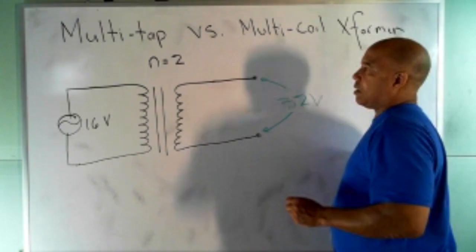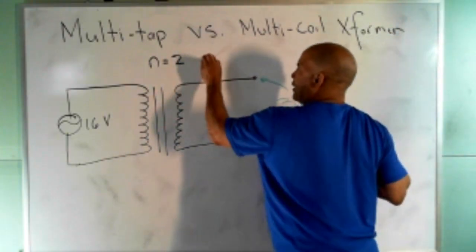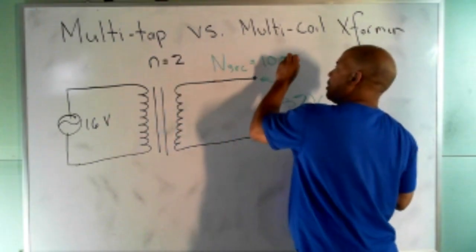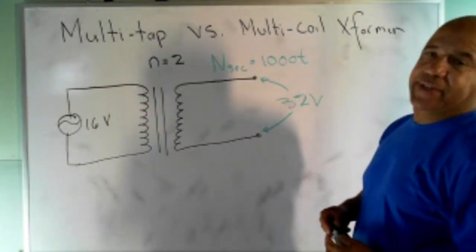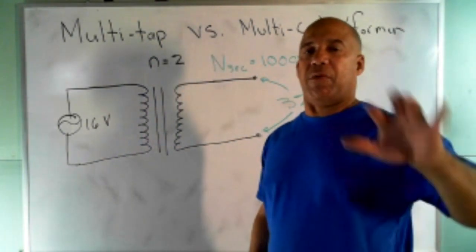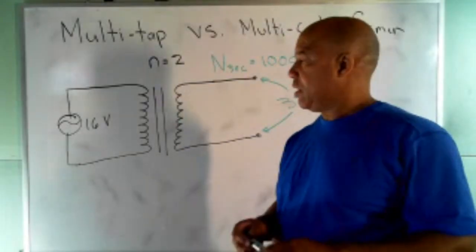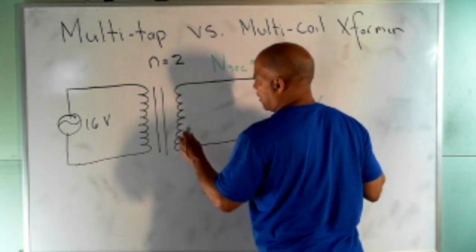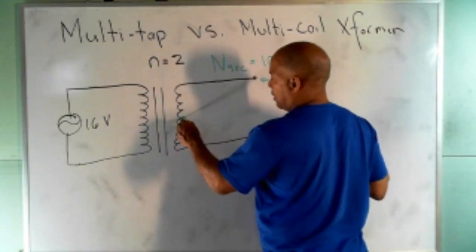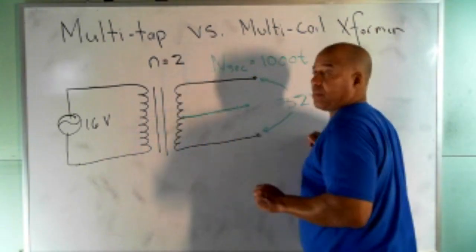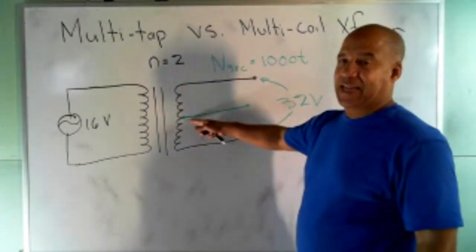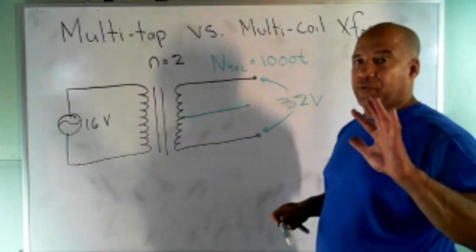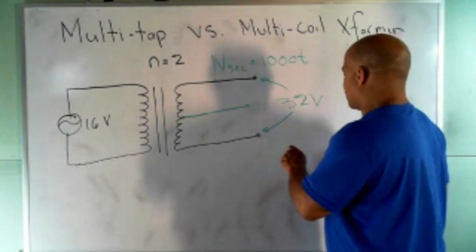If I told you that N sec equals 1,000 turns, you've got 1,000 turns on the secondary coil. And then I said, all right, I want you to count them. Find turn number 500. So you go in there and you count, and you figure out that the 500th turn is right there. That's turn number 500. You attach a wire to it and you bring it out like that. That's what I mean by a tap. If I go right in the middle of it, if I've got 1,000 turns, right at the 500th turn, if I connect a wire there, then this is called a CT.